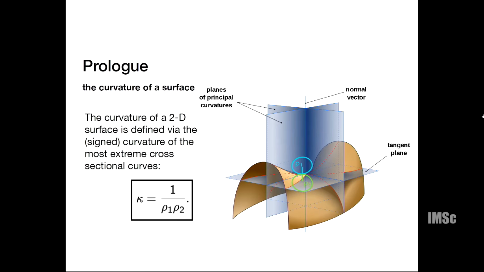Again, this is just to put what we're doing in a bit of context. If you haven't seen this before, it's a lot to digest quickly, so don't worry too much. But this is what's known as the Gaussian curvature at that point of the surface.